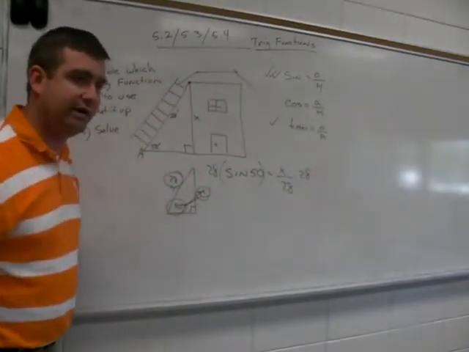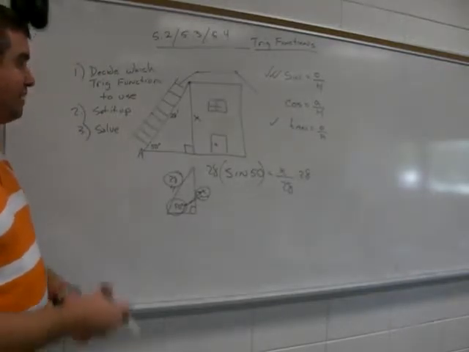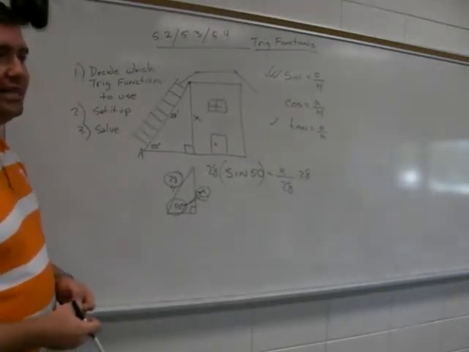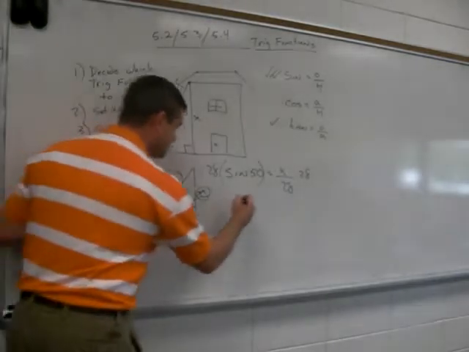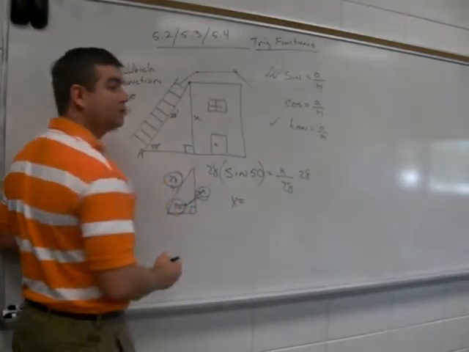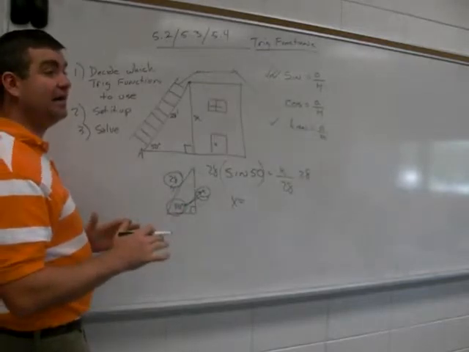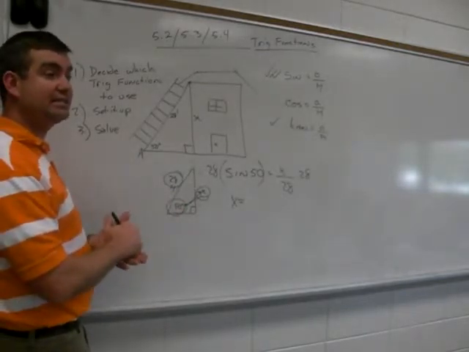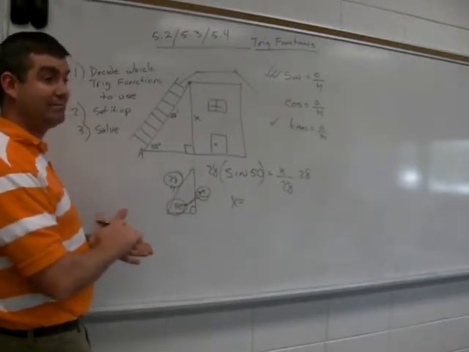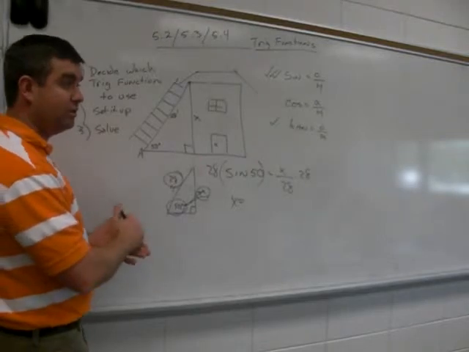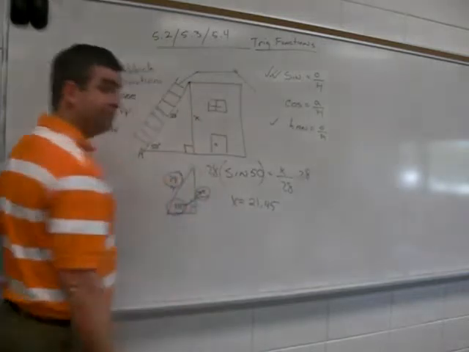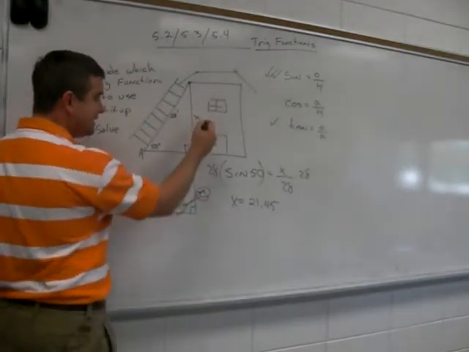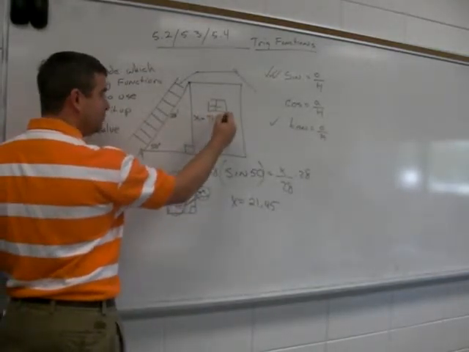Everybody get your calculator out. Practice. Type in 28 and then times sine of 50 and hit equals. How many decimal places? If it doesn't specify, I want you to round like money. Okay? 21.45.